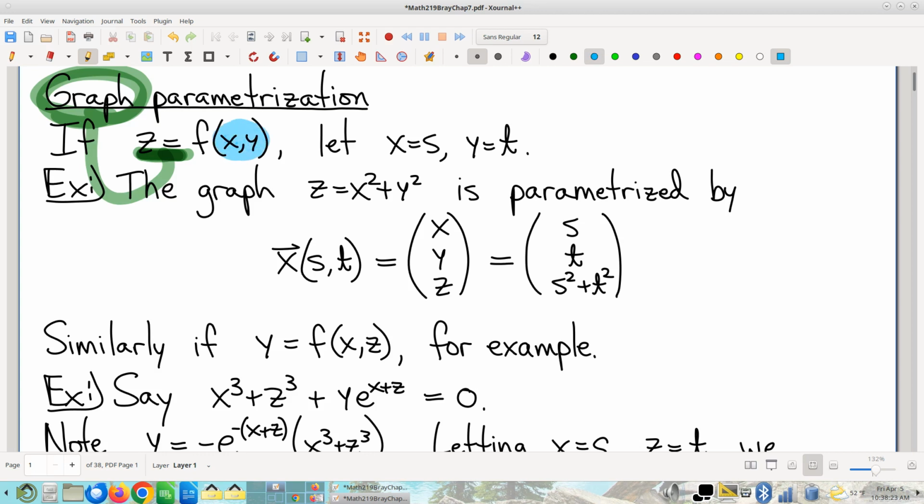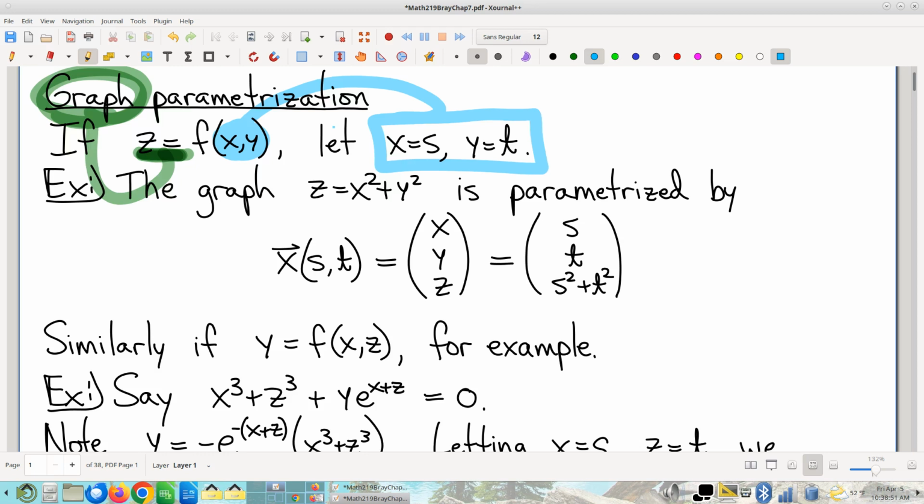Whatever your input variables are, let those input variables be your parameters. It's just like parameterizing a curve. It's just that when you're parameterizing a curve, the graph was a curve in 2 dimensions. There was only one input variable. That became our one parameter. Here we have a surface that's a function of 2 variables. So we have 2 input variables to be 2 parameters.